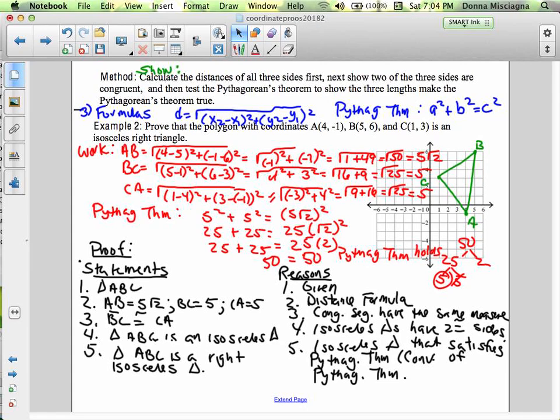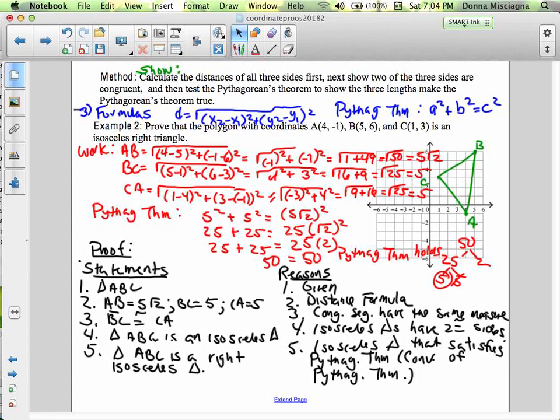All right, so we prove that it has two congruent sides, making an isosceles triangle. We've proved it's a right isosceles triangle because we've showed not only is this an isosceles triangle, but it satisfies Pythagorean theorem using the converse of Pythagorean theorem. All right, and that's the end of this proof. And that's my last triangle proof.